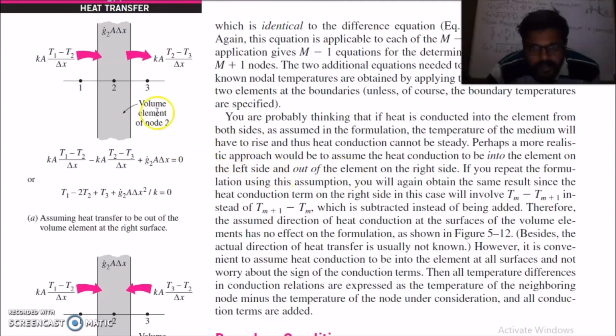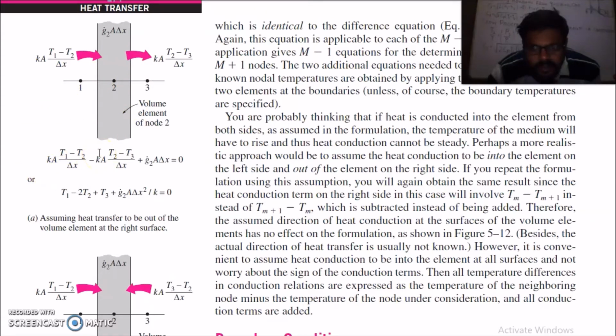So you probably think, if heat is conducted into the element from both sides as assumed in the formulation, the temperature of the medium will have to rise, and thus the heat conduction cannot be steady. Perhaps a more realistic approach would be to assume the heat conduction to be into the element on the left side and out of the element from the right side. If you repeat for this, you will get the same result.